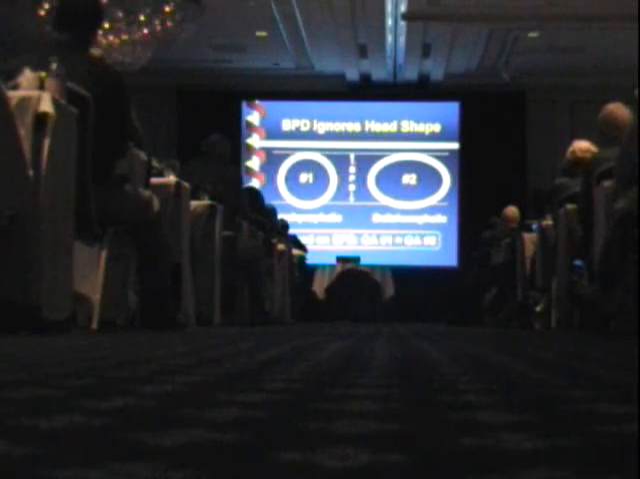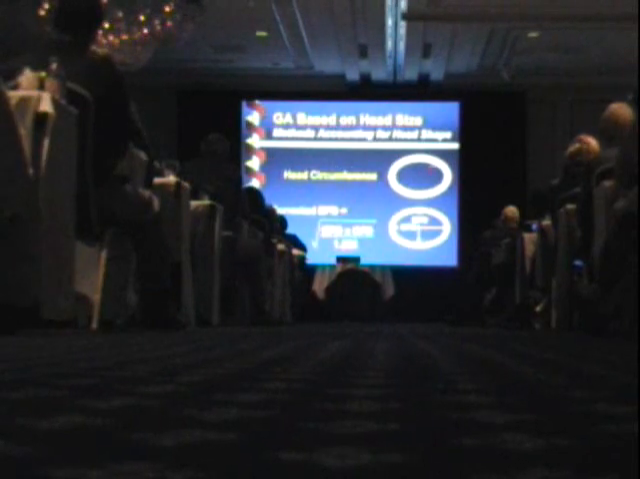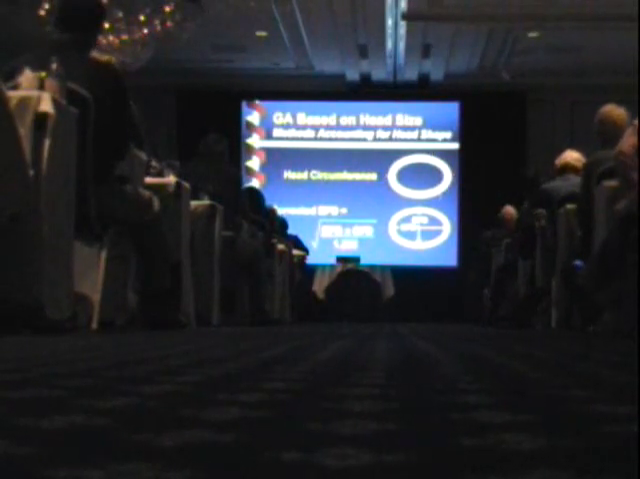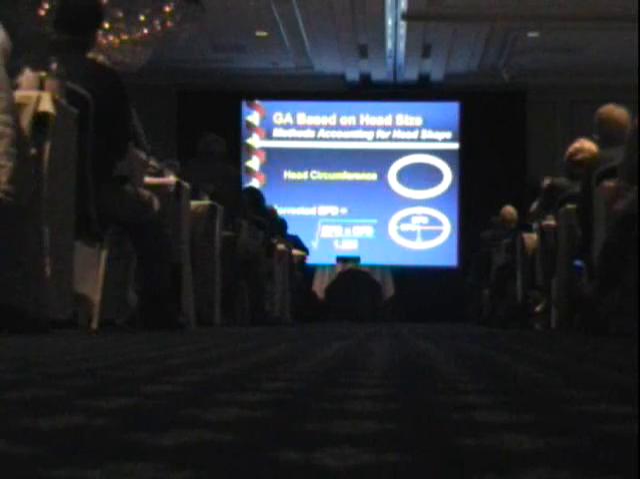Even though this head is actually bigger than this head, bigger in terms of its circumference or cross-sectional area. So the biparietal diameter ignores the head shape. It just looks at one dimension. Any measurement that takes into account both the width and the length of the head is more accurate than the BPD alone. The corrected biparietal diameter is a simple calculation based on the BPD and the OFD as shown here.